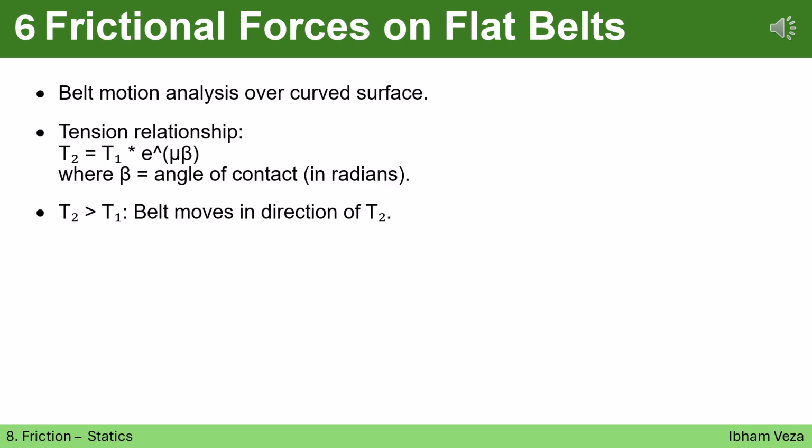Frictional forces on flat belts. Flat belts are commonly used for power transmission. The tension on the tight side of the belt is always greater than the tension on the slack side. The relationship between these tensions depends on the coefficient of friction and the angle of contact between the belt and pulley. Increasing either the friction coefficient or the contact angle improves the belt's ability to transmit power without slipping.